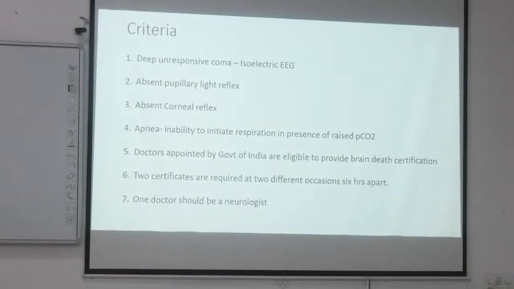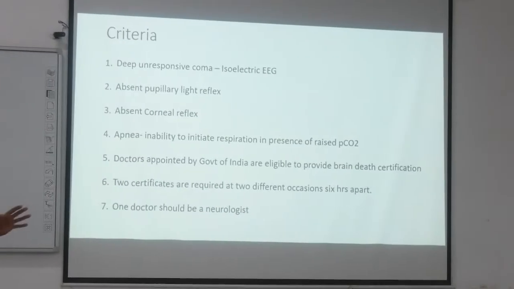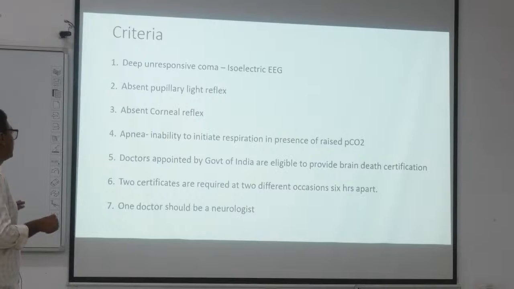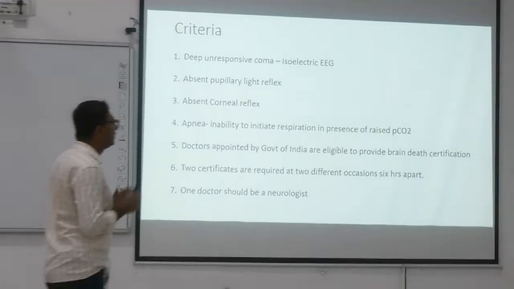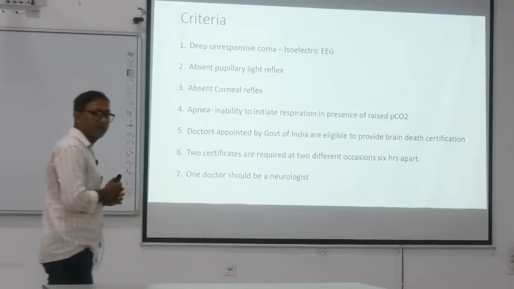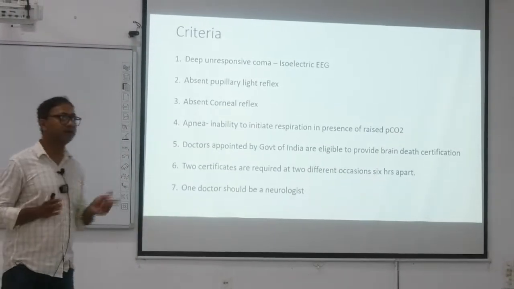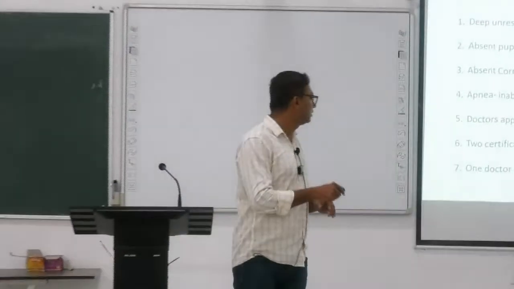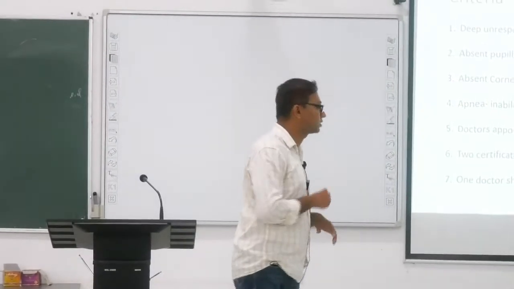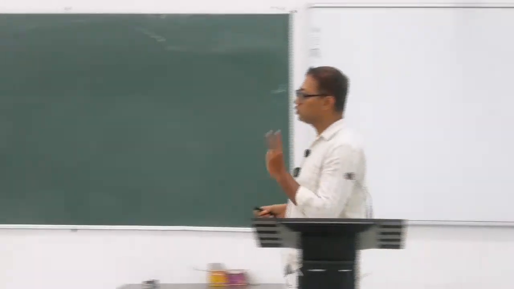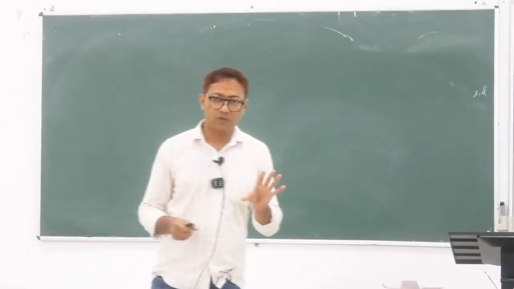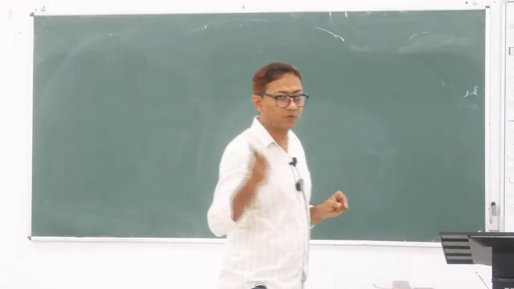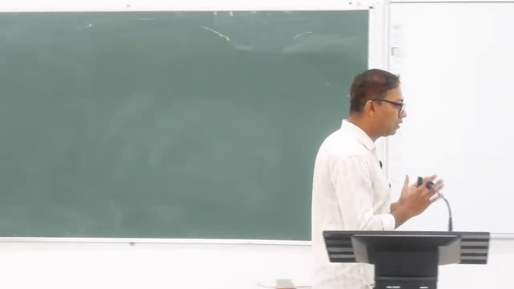Now, who is competent or eligible to declare brain death? It is usually the doctors appointed by the Government of India who are eligible to provide brain death certificates. And 2 certificates are usually required at an interval of 6 hours. Yes, it is 6 hours. So you check the patient now and after 6 hours. One certificate will be issued now and the next certificate will be issued after 6 hours.